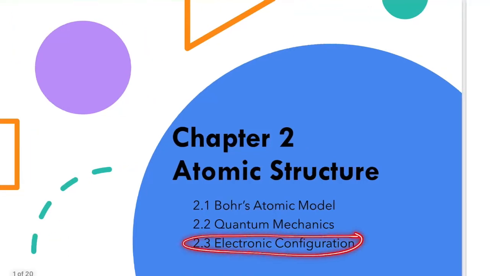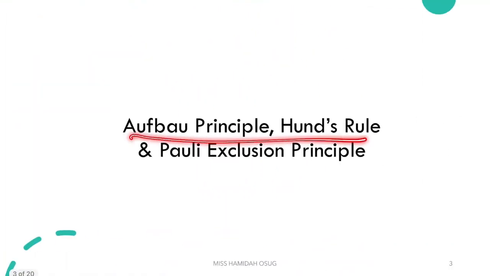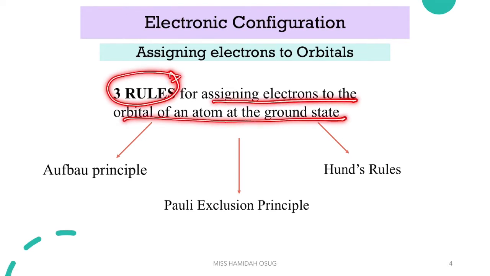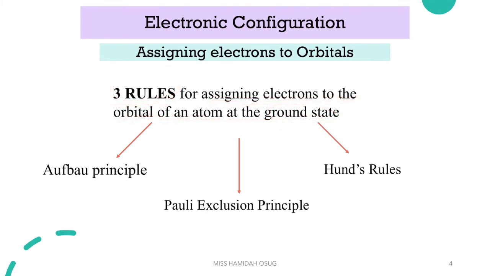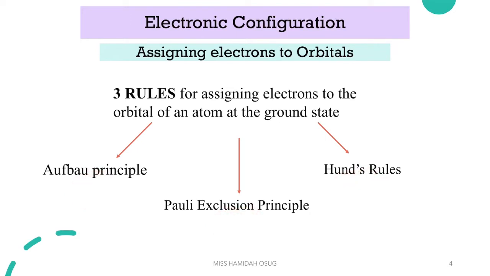So we are still in 2.3 electronic configuration part B. So in this video we will be discussing Aufbau principle, Hund's rule and Pauli exclusion principle. So there are three rules for assigning electrons to the orbitals of an atom at the ground state. The first one is Aufbau principle, second one Pauli exclusion principle, and the third one Hund's rule.